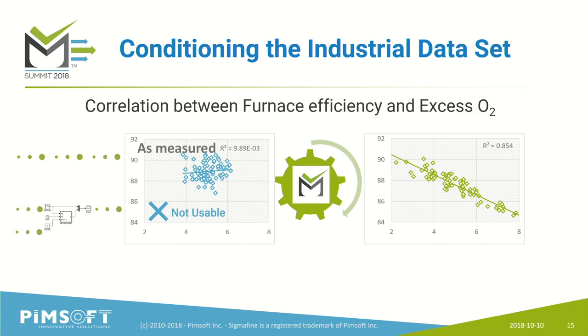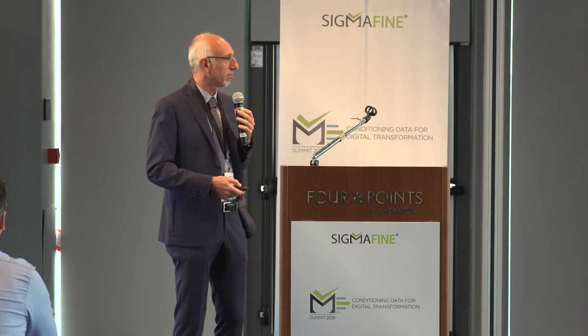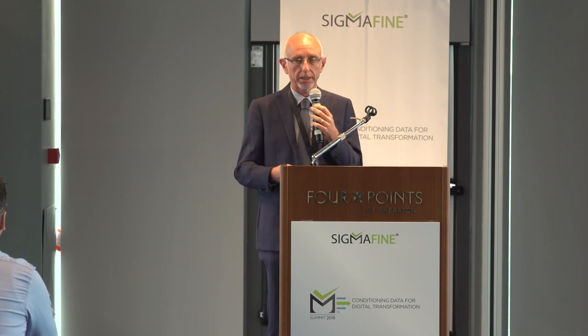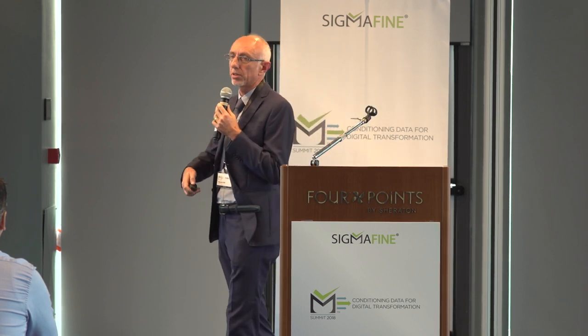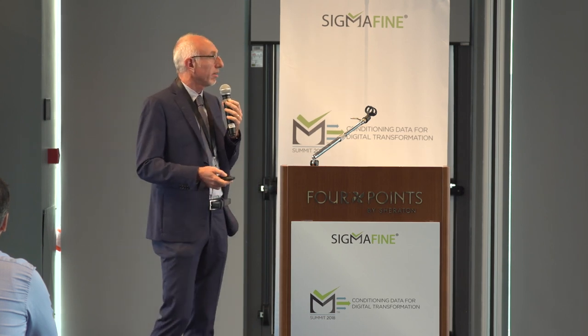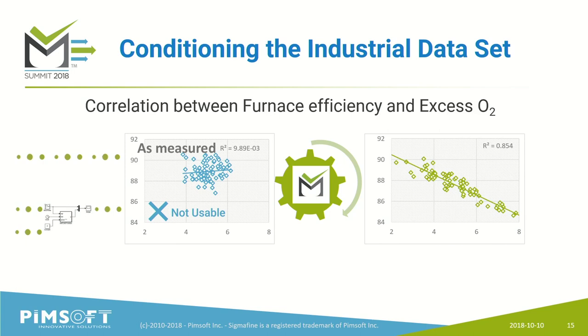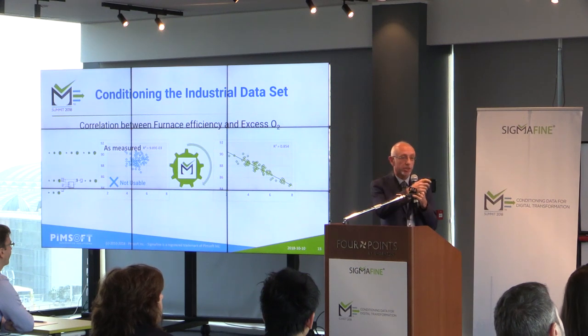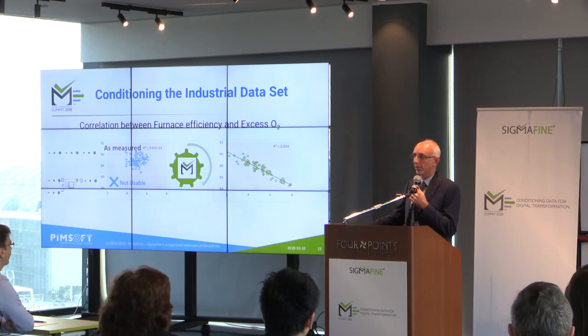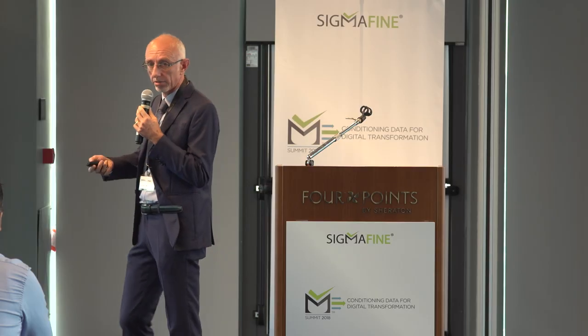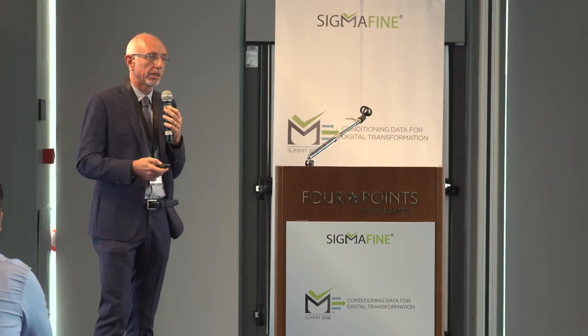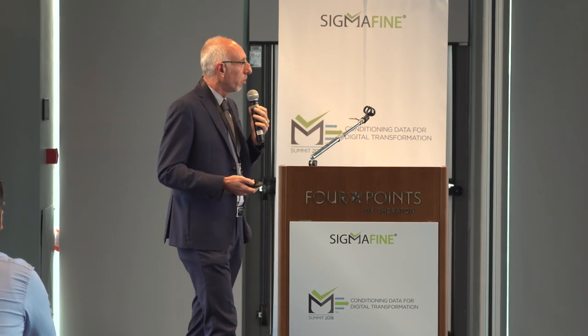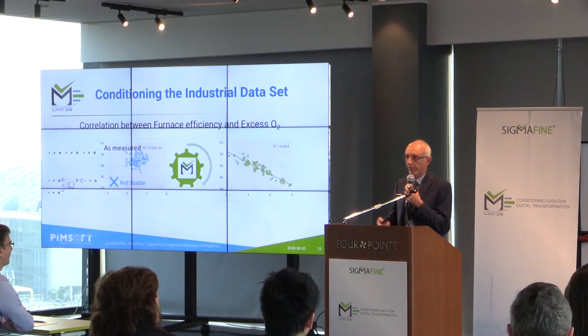What happened in the middle? Nothing magic, something you already know. Sigmafine was configured in this case to perform a mass and energy balance together with some thermodynamic calculation. And the outcome was a new data set that was indeed respecting the supposed correlation. So what does it mean? That the original data set was good in terms of calculation and acquisition chain, but there were some subtle errors in the measurement, maybe some biases, that were indeed affecting the calculation of the key performance indicator.